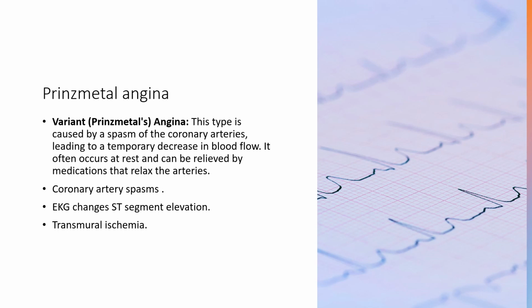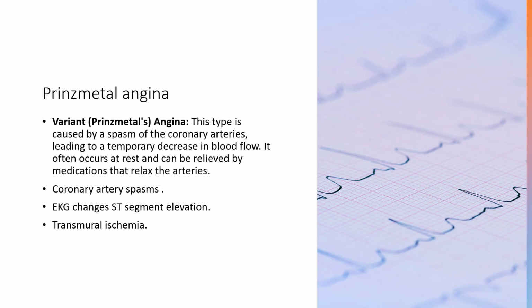So the veins are dilated, and therefore the venous return to the heart will decrease. That will decrease the preload of the heart, and therefore the heart needs to contract less in order to pump the blood efficiently to the body, so the heart rate will decrease. So with coronary artery spasm, the EKG changes show ST segment elevation. Why elevation? Because there is a transmural ischemia.